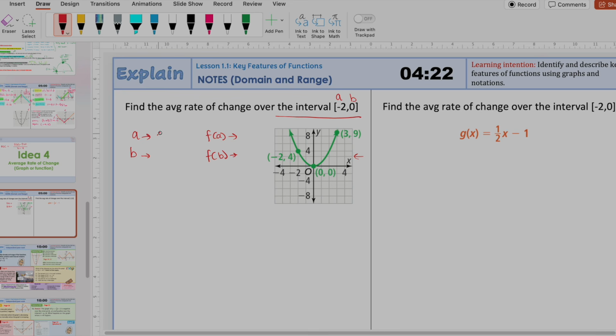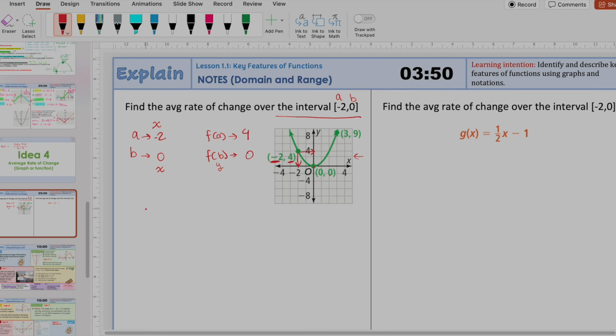So that's the a, which is -2, and that's the b. So I want the change from -2 to 0. Find the f of a from your graph. So go to -2 on the x values. Okay, check what's the y of it. It's 4. So when it's -2, the y is 4. Then go to 0 on the x values, find the f of b, find the y of it. Okay, so when the x is 0, the y is 0.